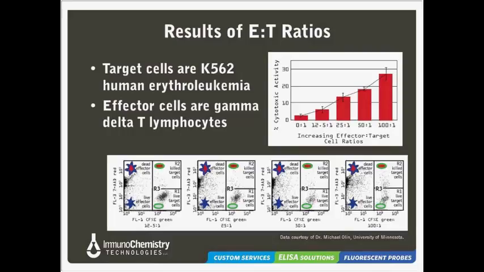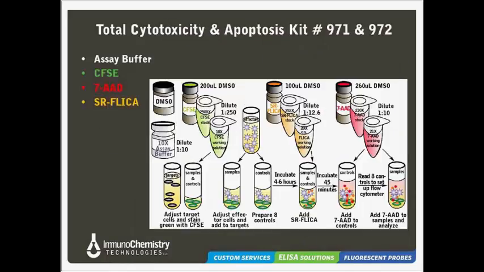In these experiments, K562 target cells, which are the human erythroleukemia cells, were stained with CFSE and adjusted to 1.5 times 10 to the 4th cells per tube. They were exposed to gamma delta lymphocyte effector cells added at different ratios and then incubated for just 4 hours. Cells were analyzed and plotted versus the effector to target cell ratio, and as you can see on the chart, cytolytic activity increased as more effector cells were added.